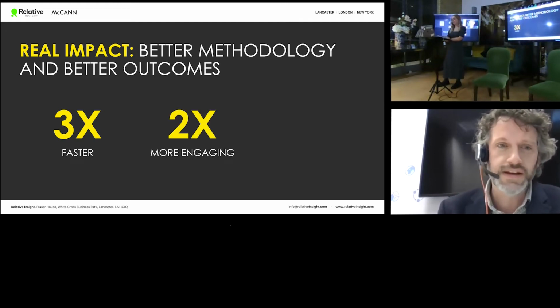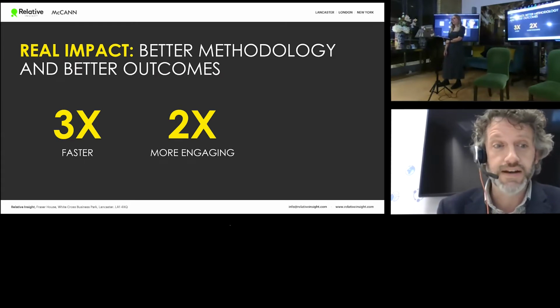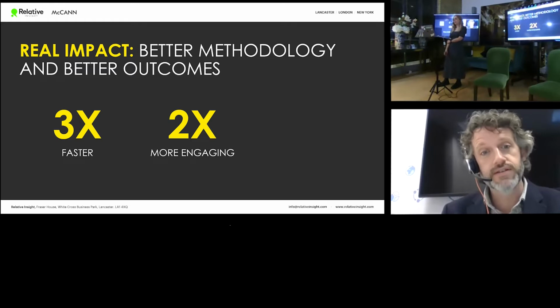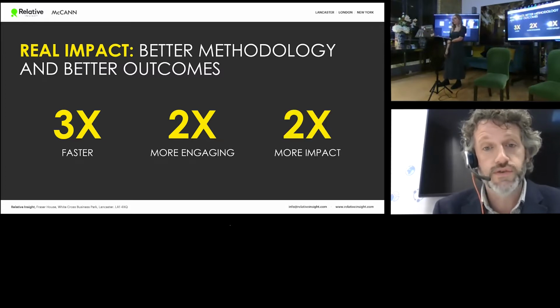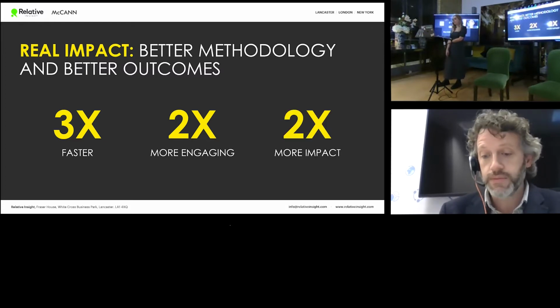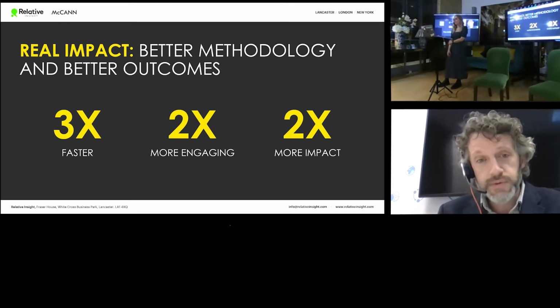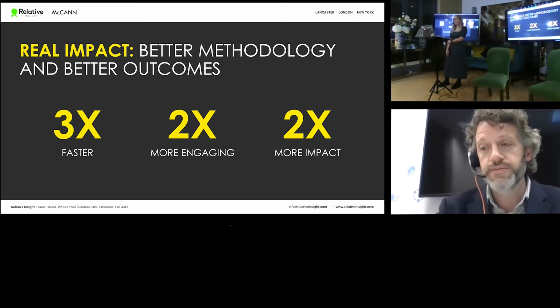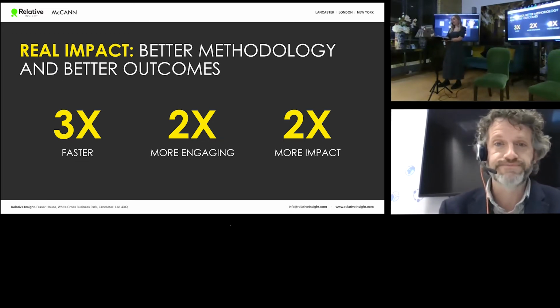The next data point is that, as I said, they are 2 times more engaging. People share 2 times more content compared to traditional quant open text questions. And then the final point was when we ran this for the client, we were able to help them get to a point where they were improving over time, because we were doing that early stage co-creation element. It was 2 times more engaging and 2 times more impactful.